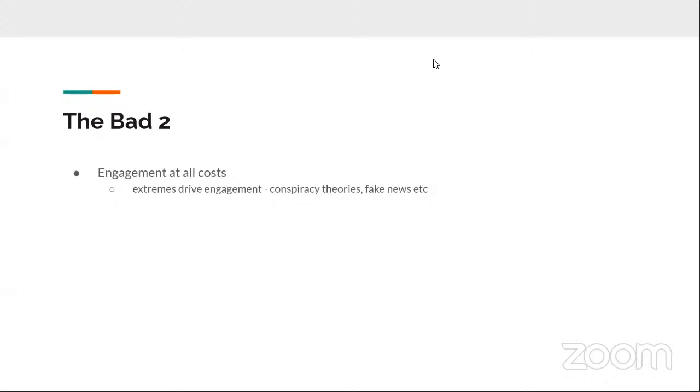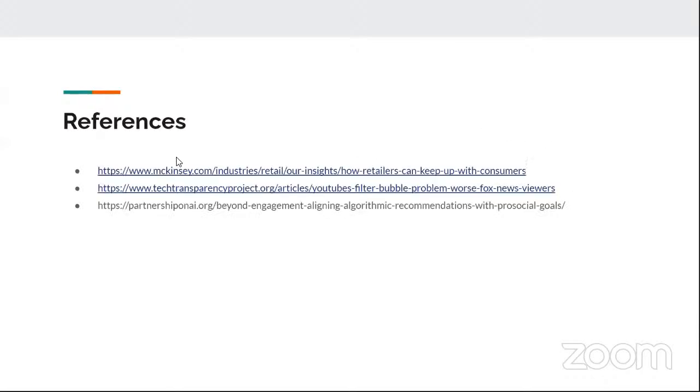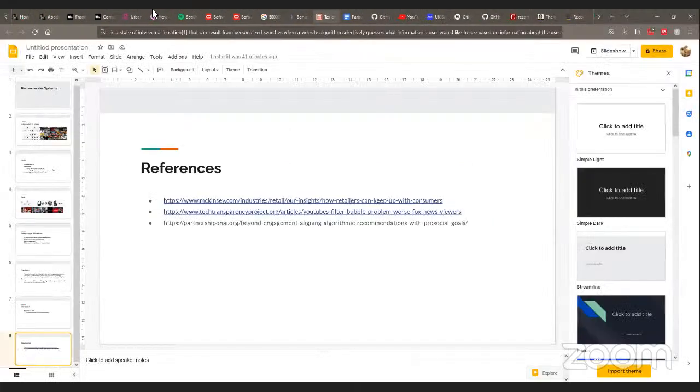So that's that. Let's review some references for the ethical side of recommender systems, which I encourage you folks to take a look at. Now let's look at the canonical recommender system.